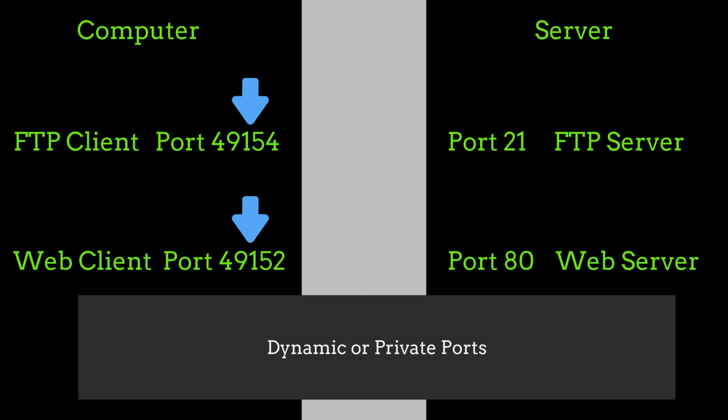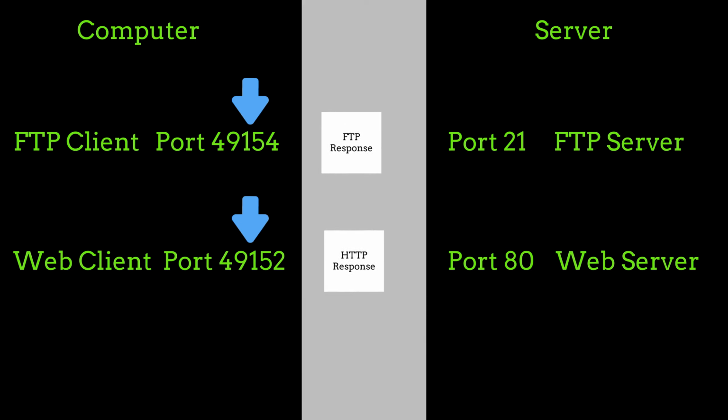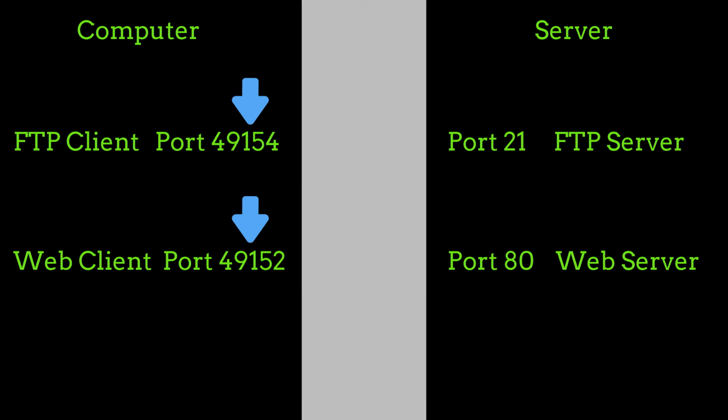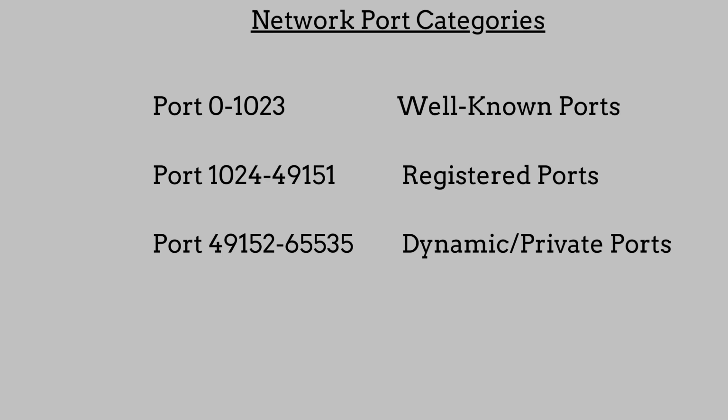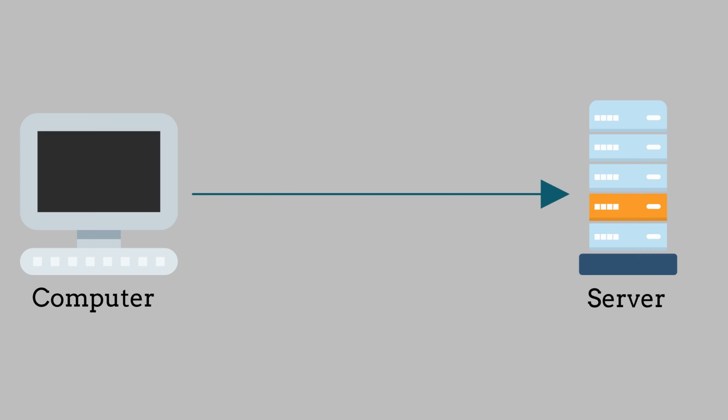Lastly, we have dynamic or private ports, used by client software applications to receive data from the server. Dynamic port numbers range from 49152 to 65535. These temporary, short-lived ports are assigned automatically by the client's operating system, particularly for managing incoming communications. In total, the system accommodates 65,536 ports. To establish a network connection to a specific service running on a server, you need both the IP address and the port number.